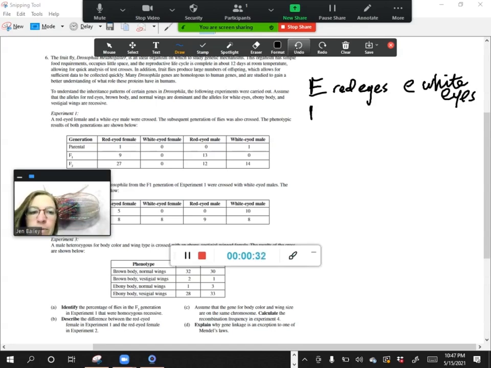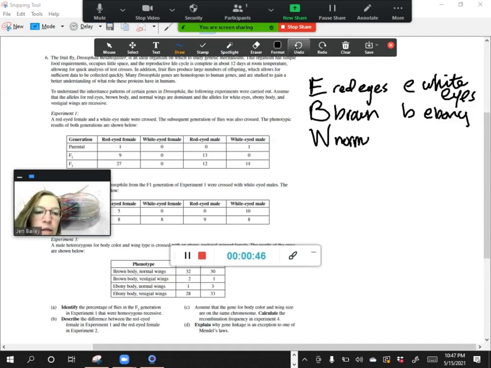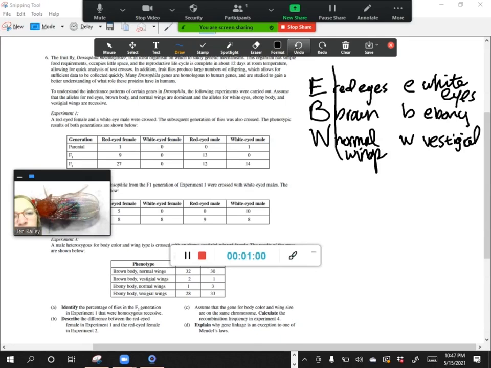Okay, let's see what else is dominant. Okay, we'll do B for body. So that'll be brown for body. And then little b is ebony or black. Okay, and then what's the other one? Wings. So capital W will be for normal wings. Okay, and little w will be for vestigial. Okay, there we go. All right, so now they give us some experiments.